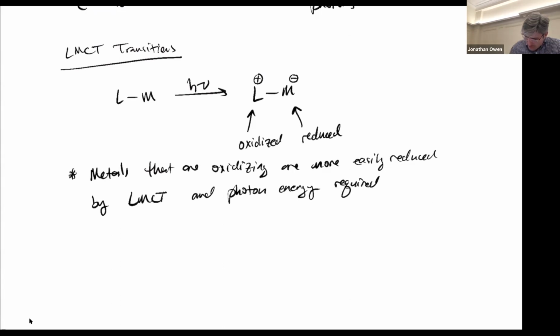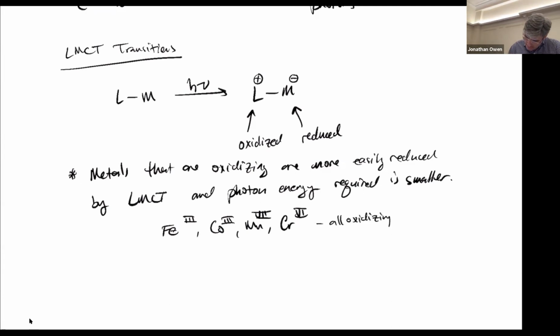And the photon energy required is smaller. So metals like iron 3, cobalt 3, manganese 7, chromium 6, all oxidizing. Low energy LMCT.